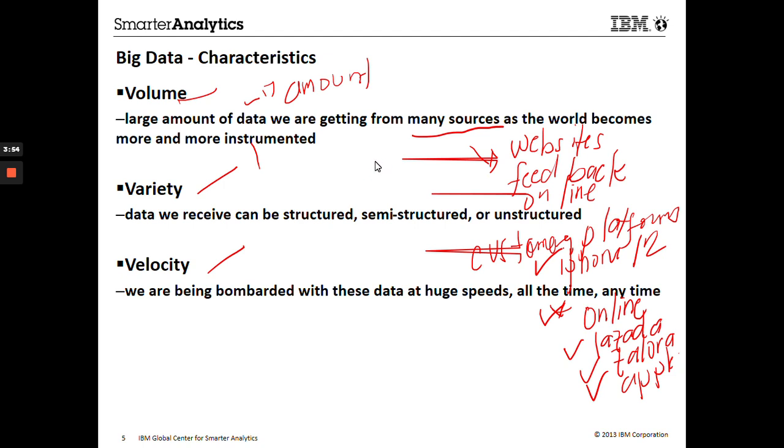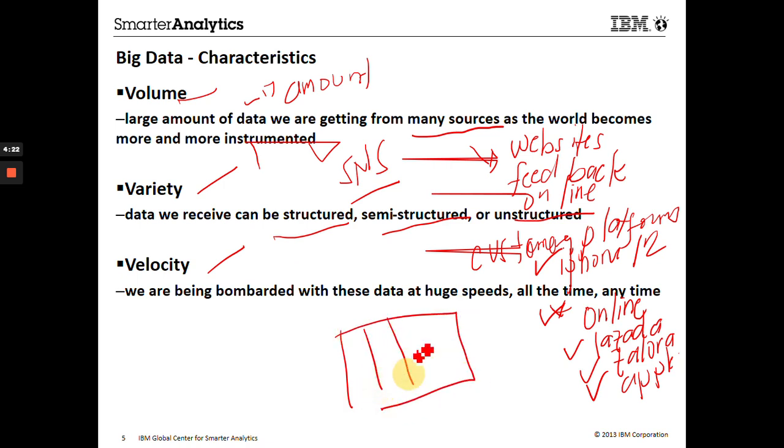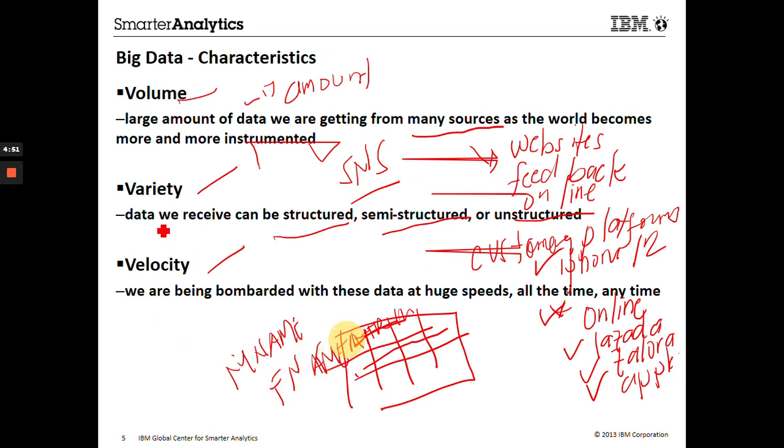As the world becomes more and more instrumented. When we say instrumented, there are so many tools, right, that we are using right now. Like social media or SNS, social networking sites, etc. So variety, the second characteristic of big data. Data we receive can be structured, semi-structured, or unstructured. When we say structured, class, it is in a table, or it is in a relational database. Naka-table siya, meron siyang attributes. These are the attributes, and these are the records or tuples of those attributes. An example of an attribute is the field names, which are maybe M name, F name, and the customer's feedback. So those are examples of variety.